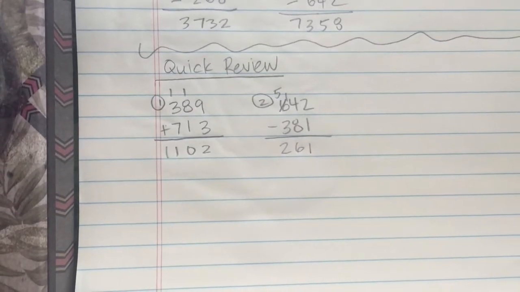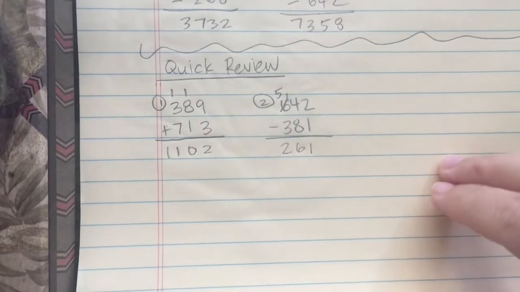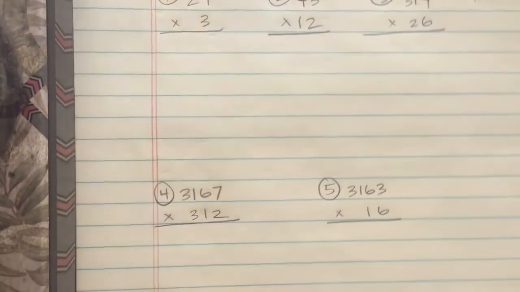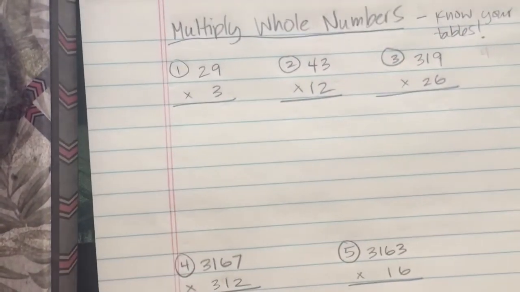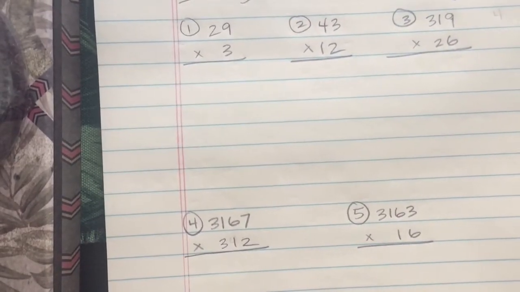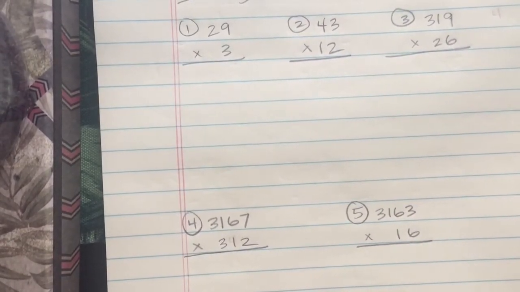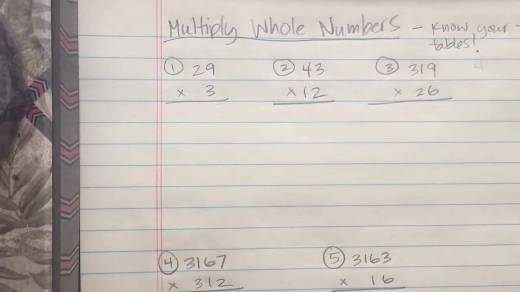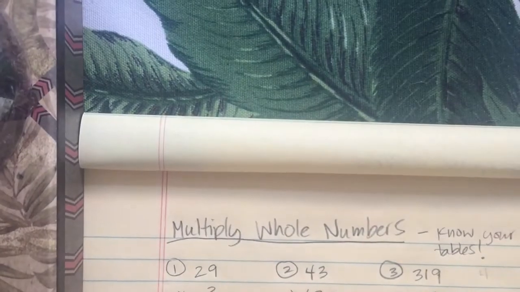Okay, we are going to move on to multiplying whole numbers. So I'm just going to go to my next paper here. All right, so I've got 4 problems for you to do, and then I'm going to have you do one on your own. Before we start multiplying whole numbers, let me set this up a little bit.